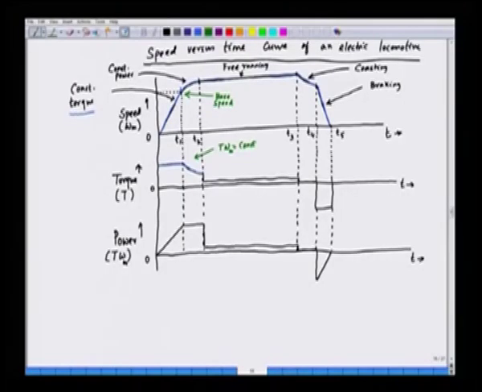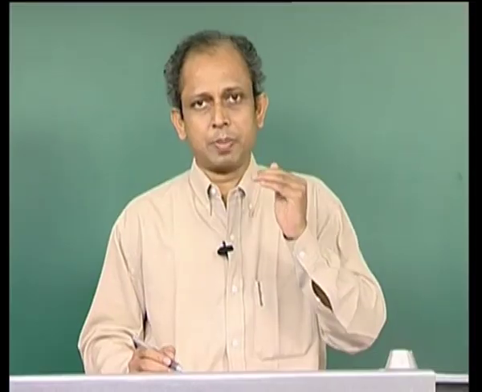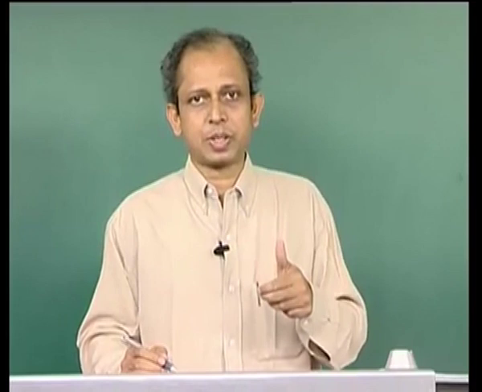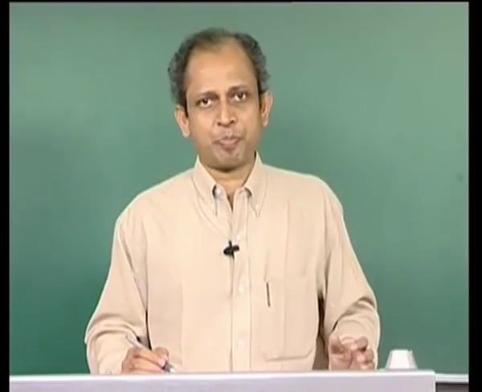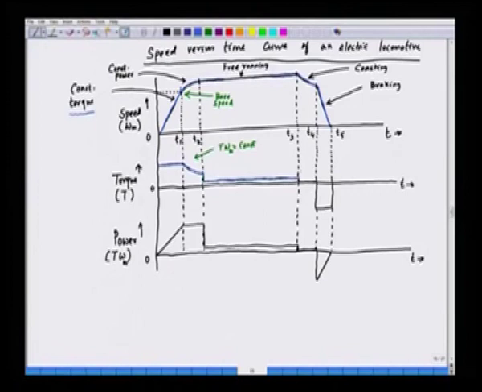Then we come to the free running region, and here the torque requirement is minimal, because the locomotive is running at constant speed. There is no need for acceleration. So, it only has to cater for the friction losses, the internal friction and also the external friction. So, the torque is minimum but constant. And during coasting, we switch off the power.